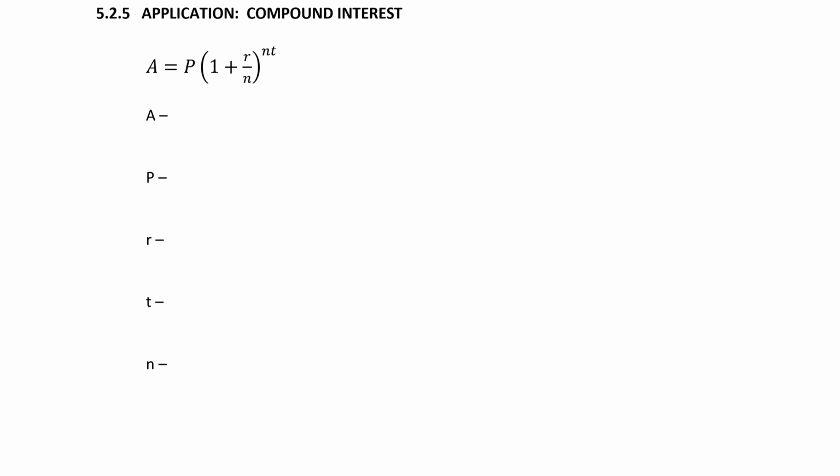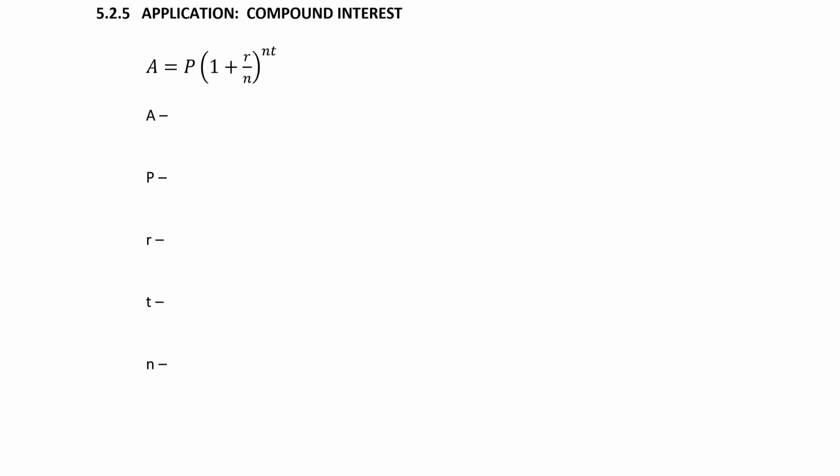Section 5.2.5 concerns an application, compound interest. Now, you may have a compound interest savings account. This may be something that's familiar to you, or you may have a simple interest savings account. In a simple interest investment, interest is paid into your account once per year. In a compound interest investment, interest is paid or compounded into the account multiple times per year. Compound interest is generally a little bit better of an investment than simple interest.